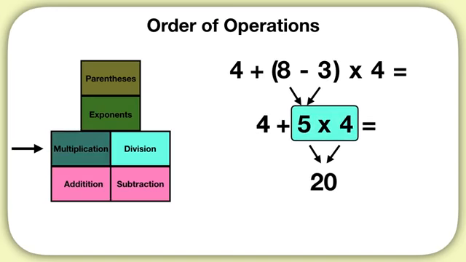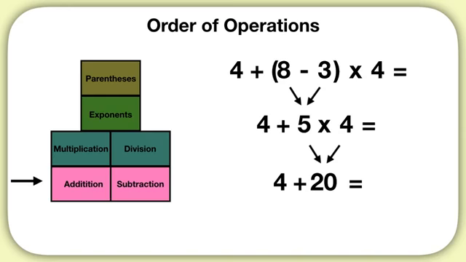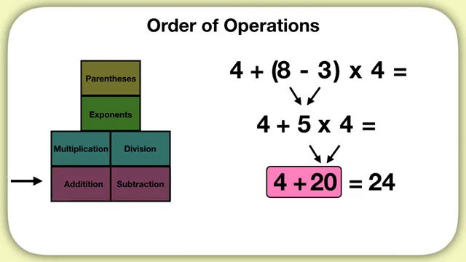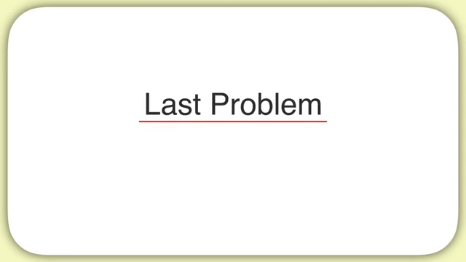Now there's no more multiplication or division, so you can bring down your equation and solve the addition or subtraction. You can add 4 plus 20 to get an answer of 24. No more addition, no more subtraction. We have our final answer of 24. And now here is your last problem for this video.